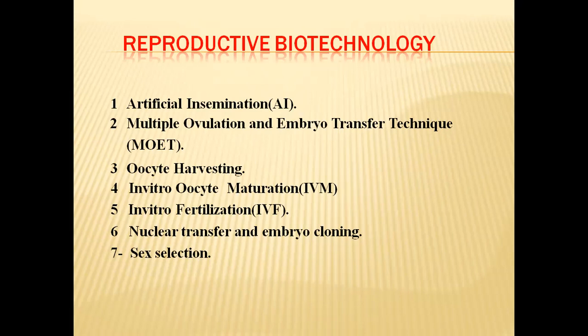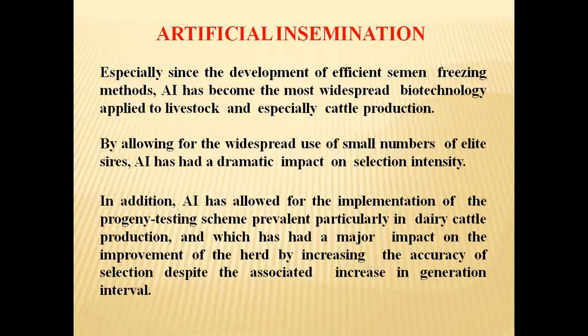First one is artificial insemination. Second one is multiple ovulation and embryo transfer technique. Third one is oocyte harvesting. Fourth one, in vitro oocyte maturation. Next, in vitro fertilization. Sixth one is nuclear transfer and embryo cloning. Seventh one is sex selection. Let us see about the first one, artificial insemination.